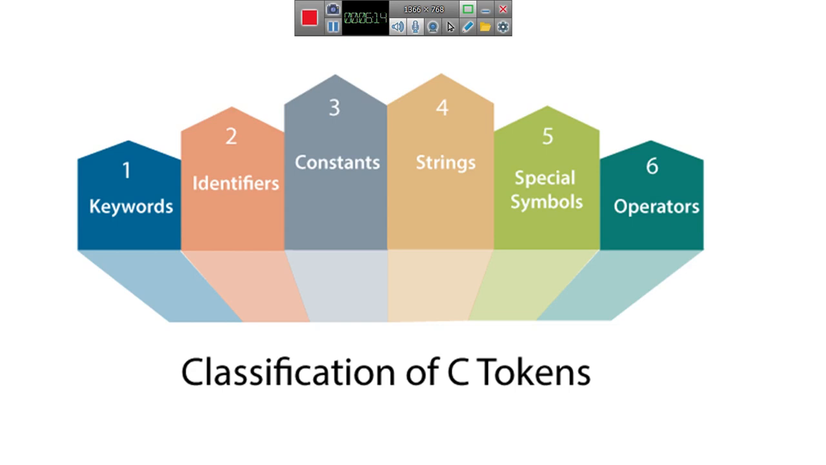It means that the program is constructed by using keywords, identifiers, constants, strings, special symbols and operators. By combining all these six and many more, that is decision making and looping statements and user defined functions, printf, scanf, everything is included in a program. So tokens are the smallest elements of a program which are meaningful to the compiler.